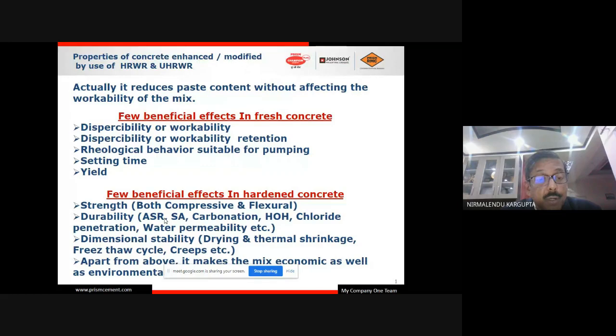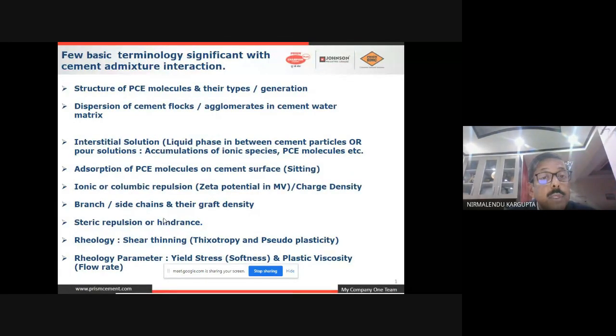Reduction of paste content. That is why I told before that the paste content concept is very important to understand all the properties. Apart from the above, it makes the mix economic as well as environment friendly, because our cement content is less, and carbon footprint also gets less. So that is why it makes it environment friendly. These are a few basic terminologies and significance of cement admixture interaction.